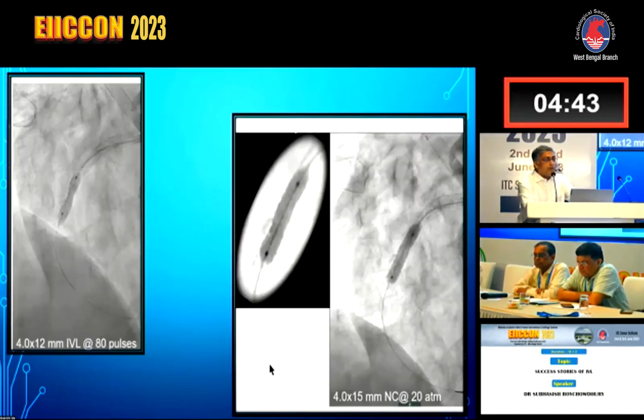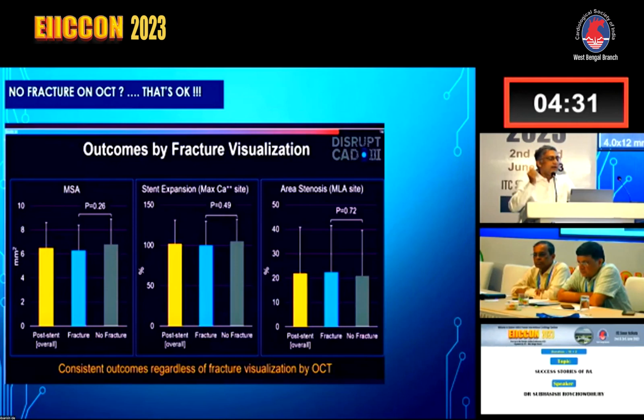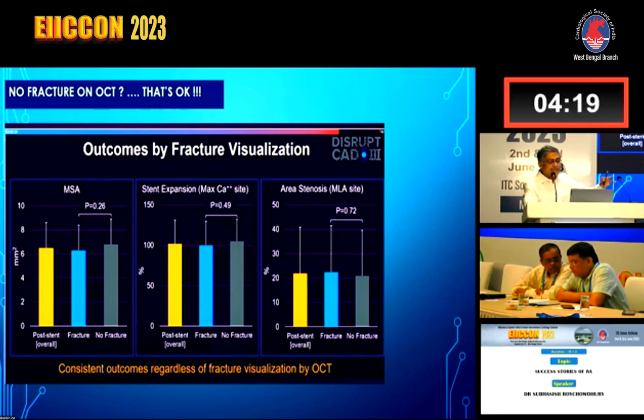So if we have a result like this, don't be disheartened. Even with a result like this with an IVL, remember that once you use your NC at high pressures, you can get a proper break and parallel lines on that balloon. In fact, even if you don't see a fracture on a post-IVL OCT, don't be disheartened, because this is from the Disrupt CAD 3 trial, which shows that with and without a fracture visible on OCT, the stent expansion and the in-stent stenosis are similar.